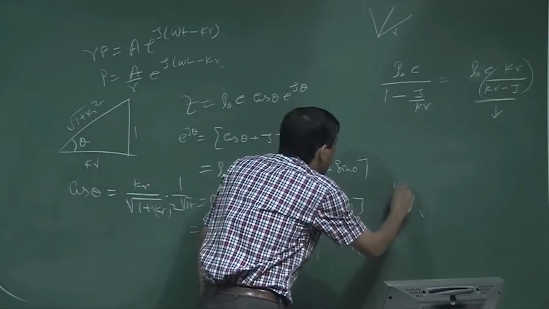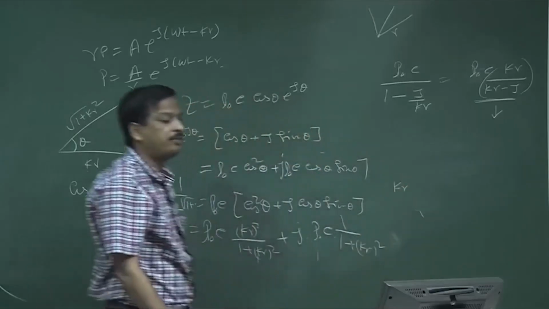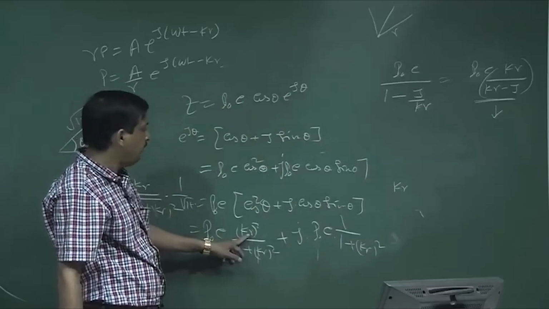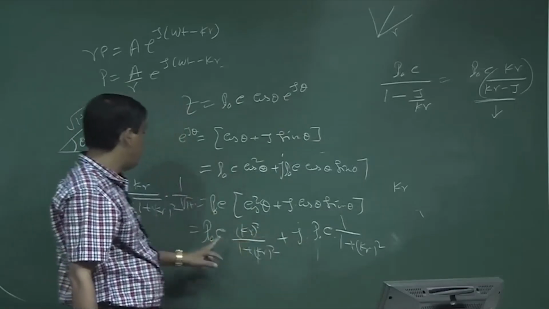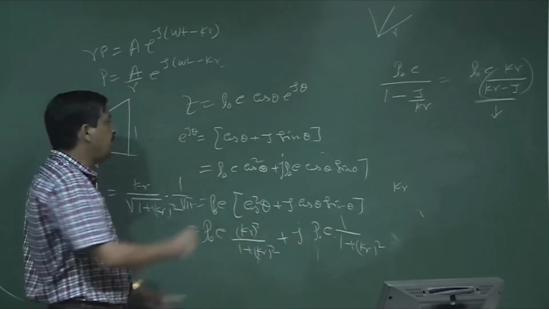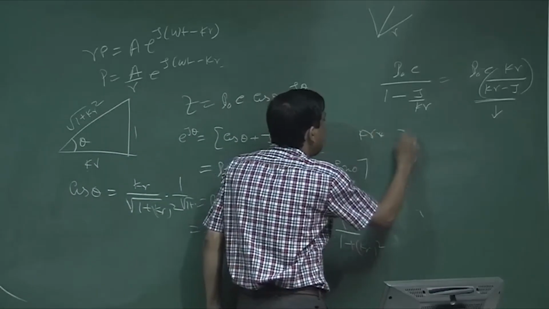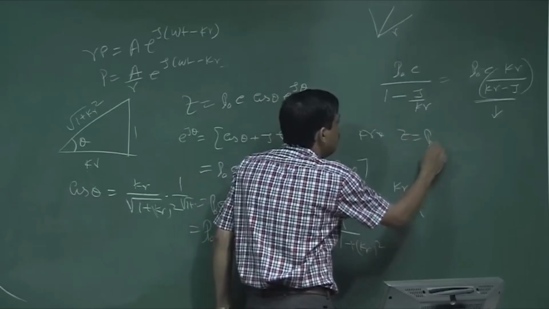For large value of kr, if kr is very large, then you see this term is 0 and this term is 1. So, at very large kr, z is nothing but rho 0 c.